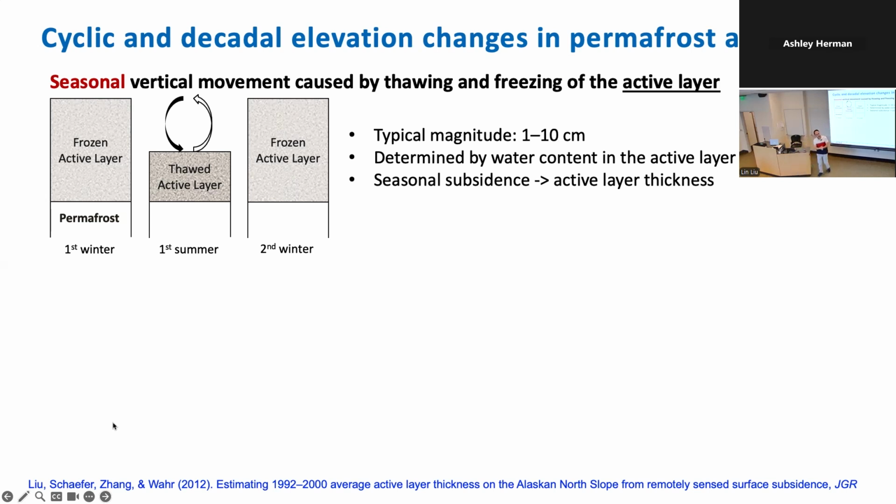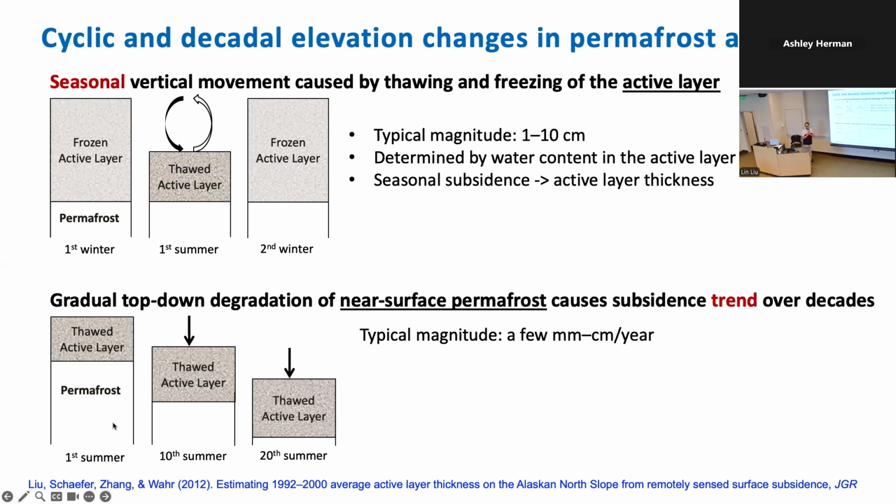The amplitude of this up and down movement is about 1 to 10 centimeters. The magnitude, how much it goes down and up, is related to how much soil water content is in the active layer. So we can turn around: by measuring the surface subsidence over the annual cycle, we can actually infer how thick the active layer is. So this is on the annual cycle.